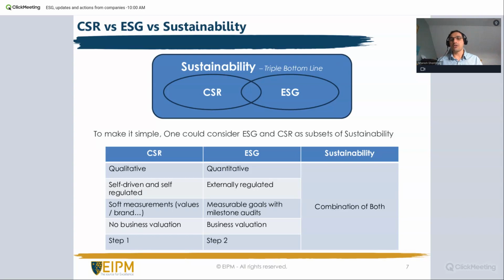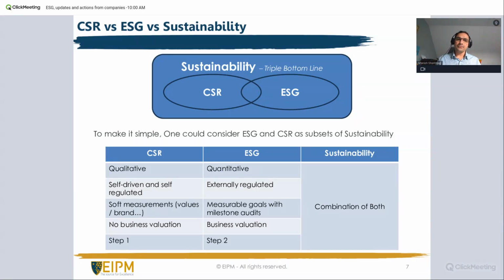Sustainability largely talks about, right from the origins of the word, the notion of sustainability till even today, the triple bottom line, the three P's, right? People, profit, and planet. So people is largely linked to social, as you can see. Planet is largely linked to the environment, and then the profit is largely linked to the economic behavior of the organization. Right, so that's an overview when we talk about sustainability.